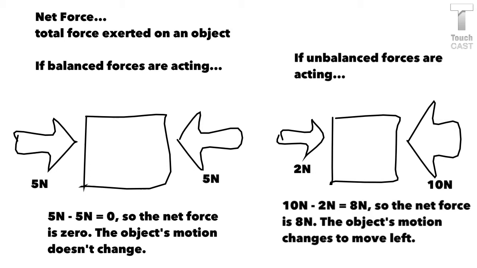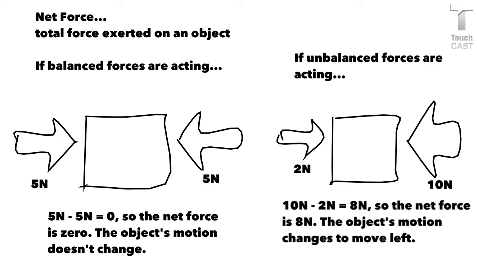To find the net force, you take each of the forces on either side of the object. So 5 newtons minus 5 newtons, and we all know that 5 minus 5 gives us 0. So when we have a net force of 0, that means that we have balanced forces acting on an object. Well, what does that mean for its motion? That means that the object's motion does not change.